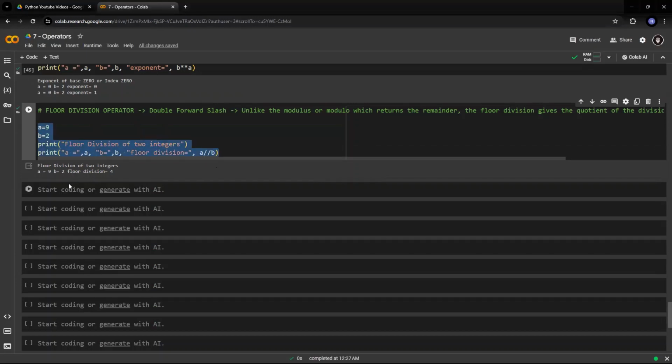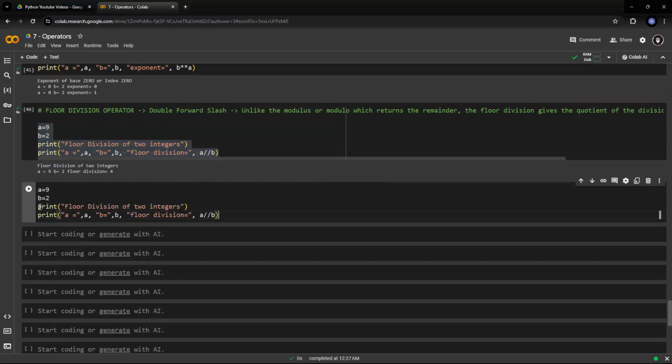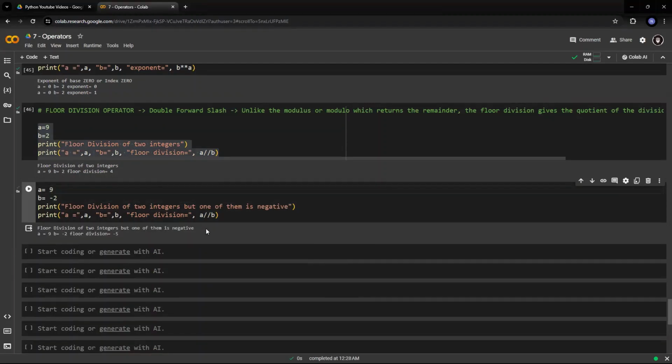Let me try it with a negative value. So I have two integers, but one of them is negative. Let me keep 2 as minus 2. So I have this operator. Let's see what is the result. You see this? The floor division is minus 5.